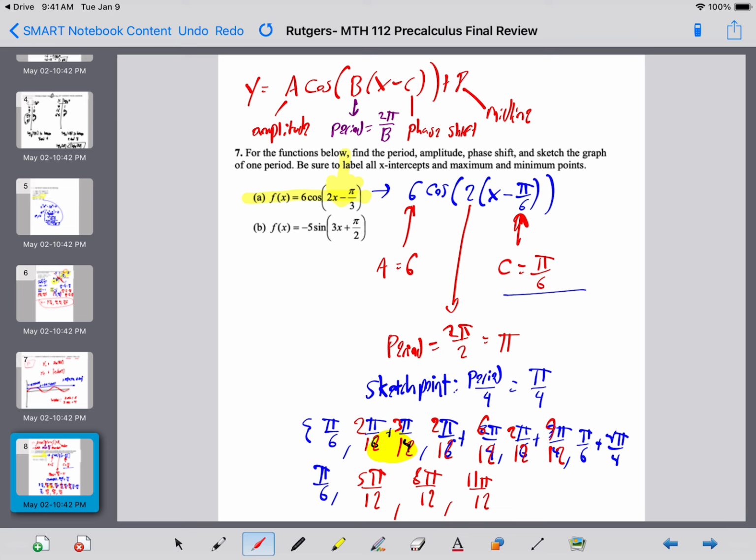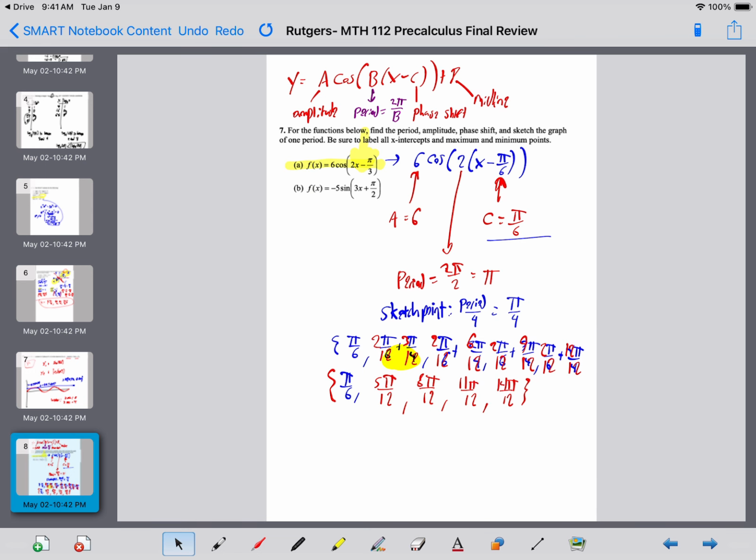So notice that it's going up by 3 pi over 12. So then this one should be 14 pi over 12, right? Let's just check it. 2 pi over 12, 4 times 3 is 12. So then 2 pi plus 12 pi is 14 pi over 12. All right. If you want to simplify this, that would be even better.